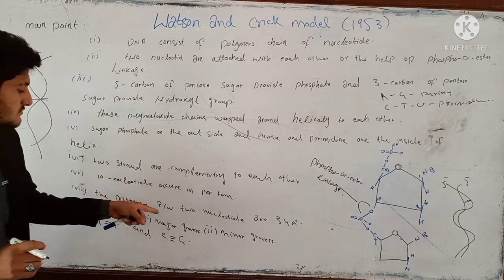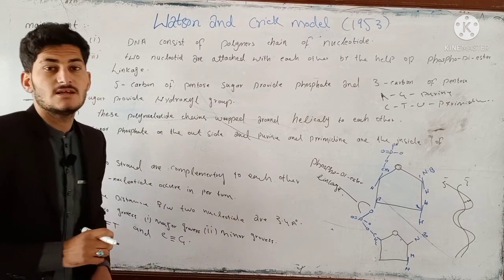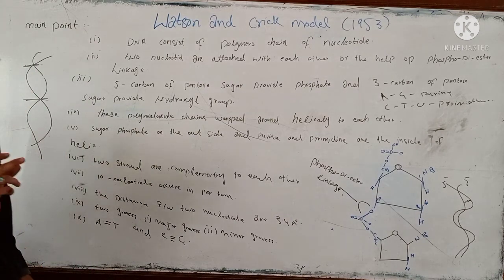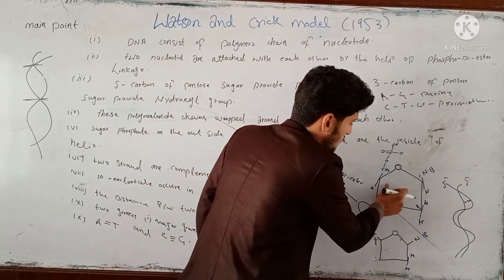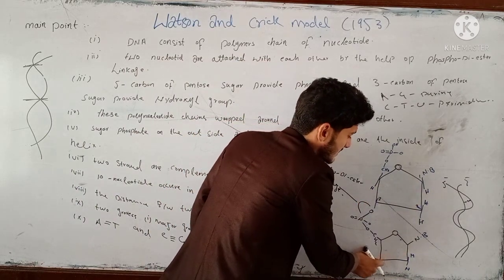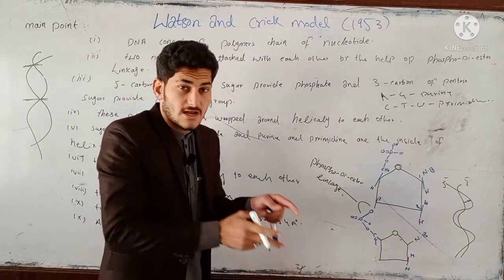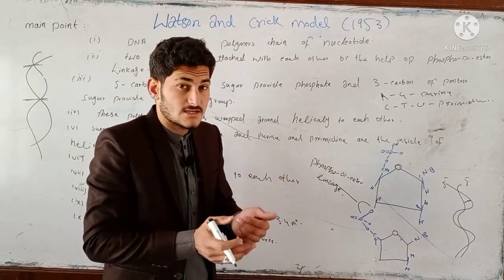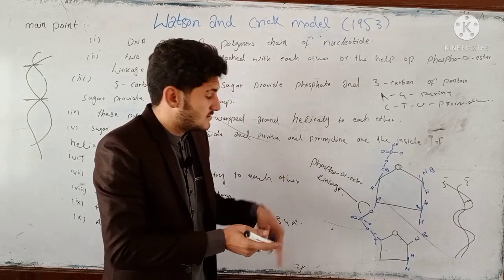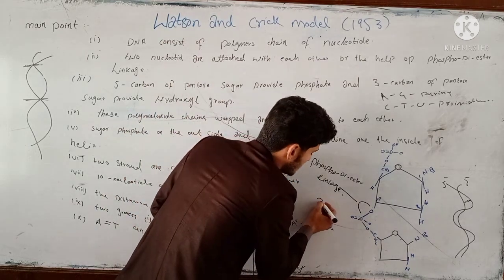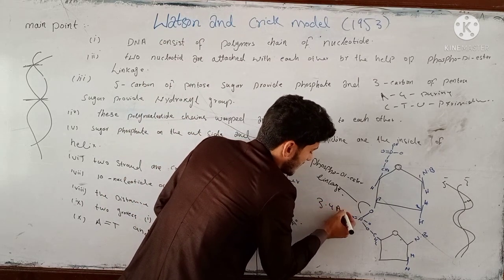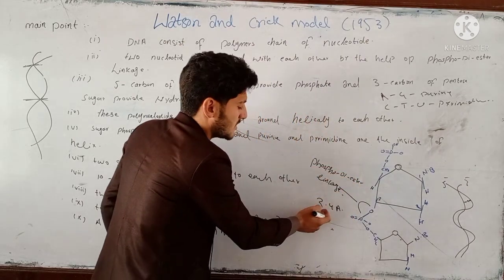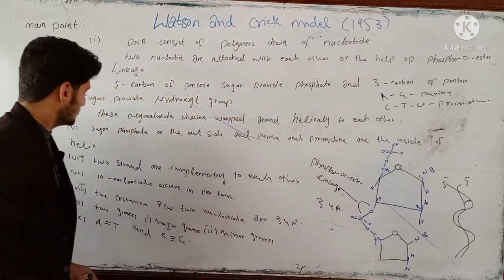The eighth point: the distance between two nucleotides is 3.4 angstrom. This is one nucleotide and this is the adjacent nucleotide, and the distance between two nucleotides is 3.4 angstrom. Simple.